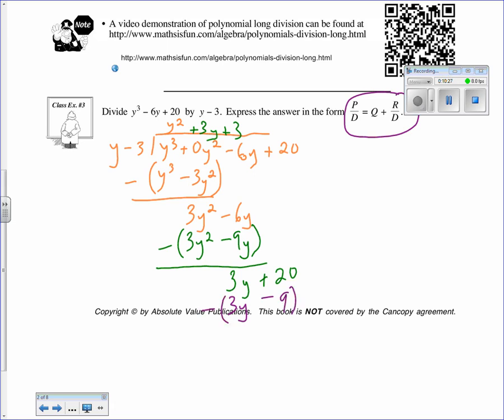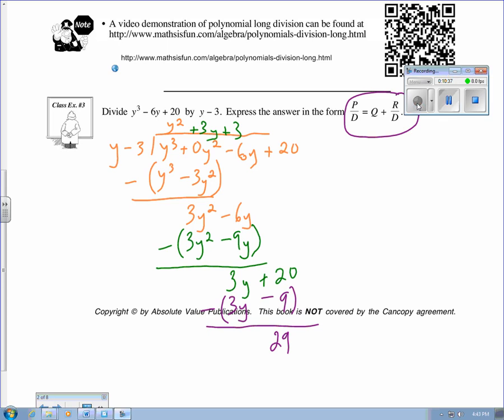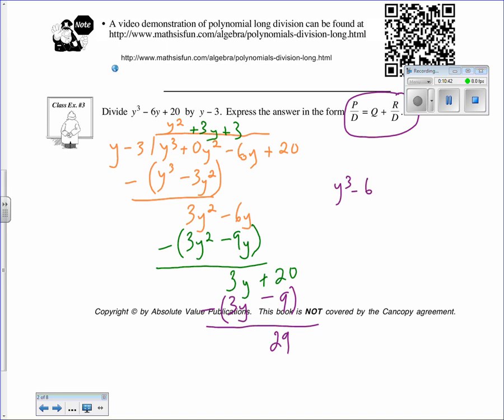And now I have to subtract. That first term always gets to 0, and 20 minus minus 9 is 20 plus 9. So I have a remainder of 29. So written in the form that I've been asked to, y cubed minus 6y plus 20 over y minus 3 is equal to my quotient, which was y squared plus 3y plus 3. And then I still have to take that 29 and divide it by whatever y minus 3 is, which at this point I don't know. That's it for this one.